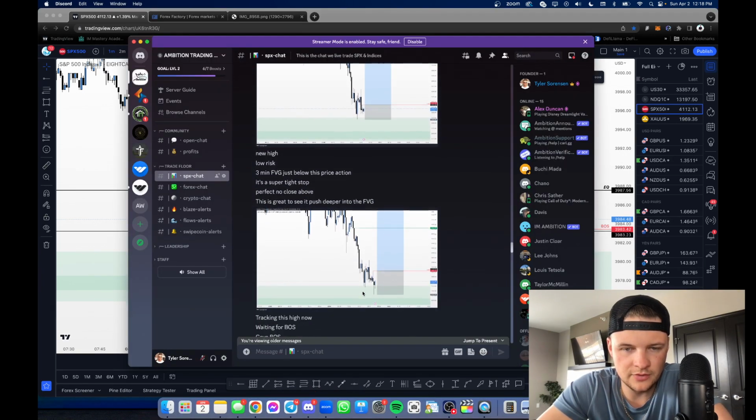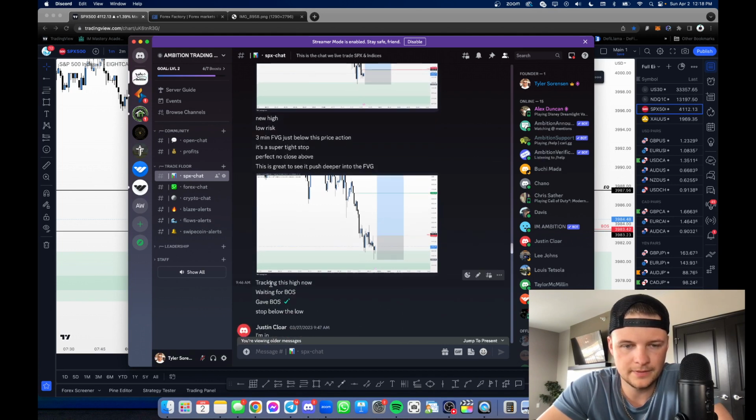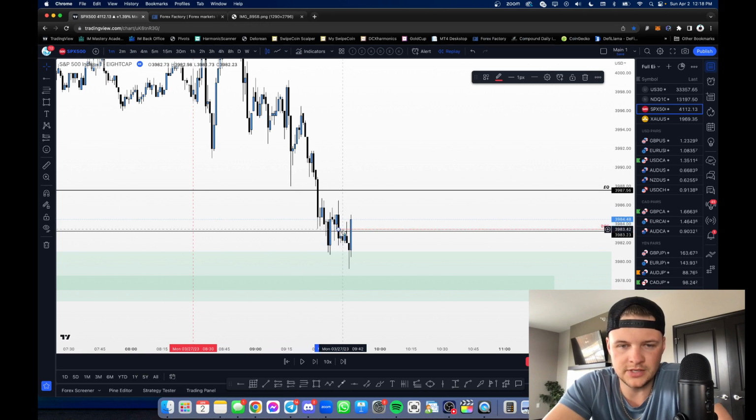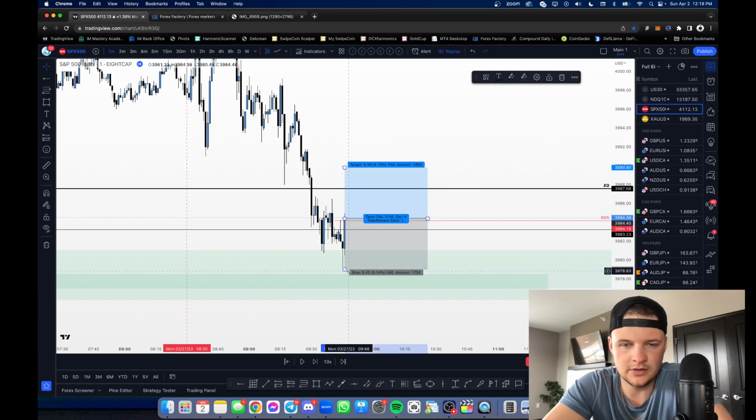I was okay with it pushing down because we're getting deeper into that fair value gap. Gave break of structure, stop below the low. So this was the high that we were tracking. So we go back, mark that up. There was this high right here that we were tracking, got closed above, right? So this was our entry point, right at the close of that candle. Stop below this low, which it already is.